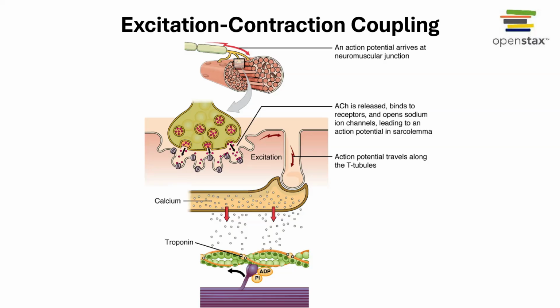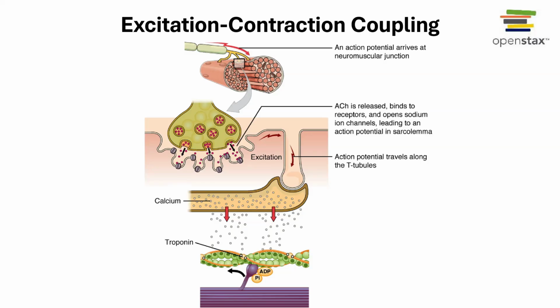Acetylcholine diffuses across the cleft and binds to receptors on the motor end plate. These receptors are ligand-gated ion channels. When activated, the channels allow sodium ions to enter the muscle fiber, causing depolarization. This initiates an action potential in the sarcolemma.